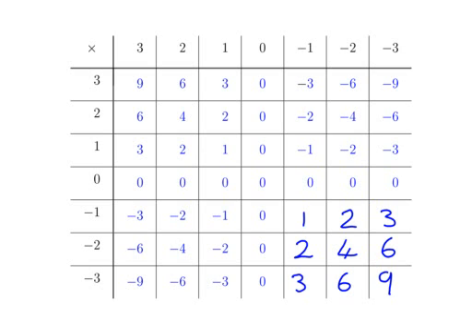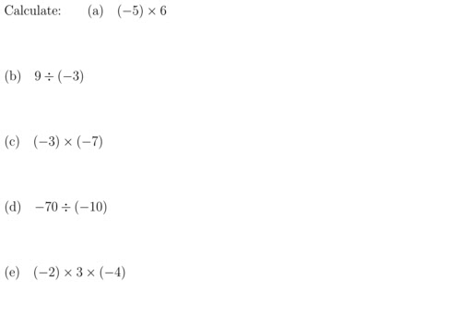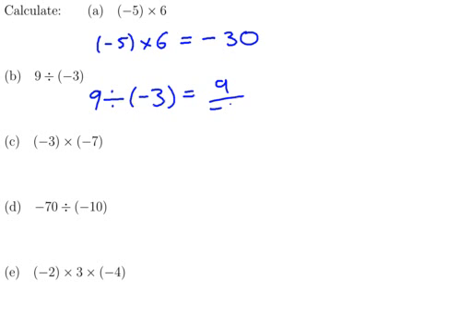Now let's look at the examples we started with. The first calculation here is minus 5 times 6. Well, we look at the sign first. We've got a negative multiplied by a positive, so the answer is negative. And we've got 5 times 6, which is 30. In the second sum we have 9 divided by minus 3, which is 9 over minus 3. Now look at the signs first. We've got a positive divided by a negative, which are different signs, so the answer is negative. And we've got 9 divided by 3, which is 3.